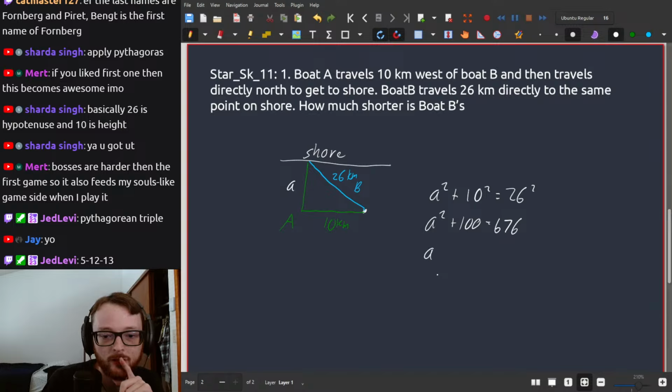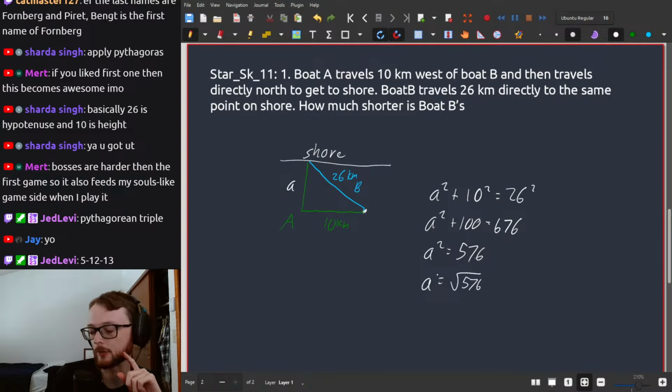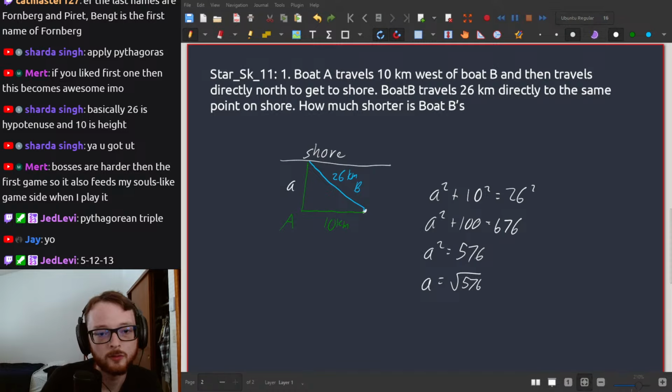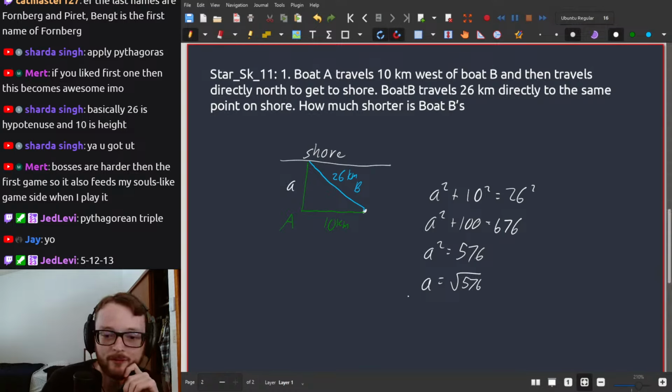So yeah, now we subtract 100 from each side. Square root each side. Only take the positive root. I don't know if you're allowed to use a calculator to simplify this, but I'm going to hope you're allowed to use a calculator for this problem. Oh, it's 24. I should have known that.